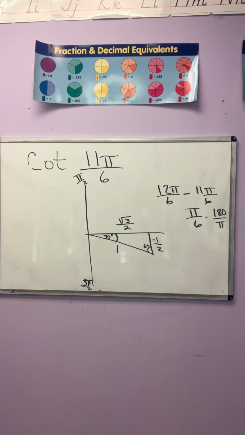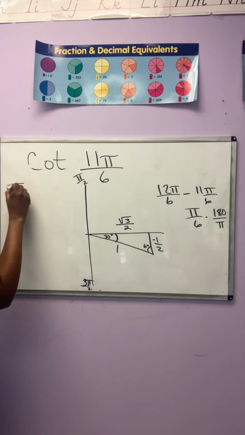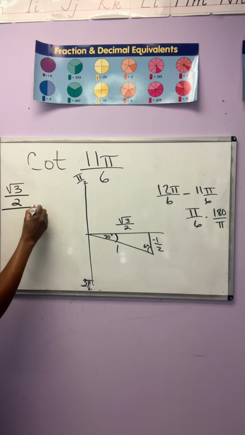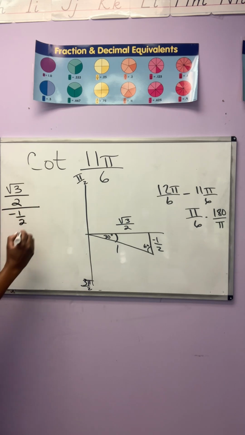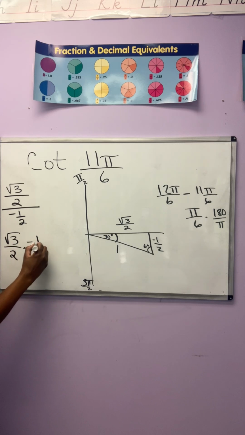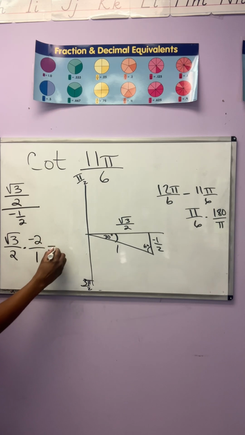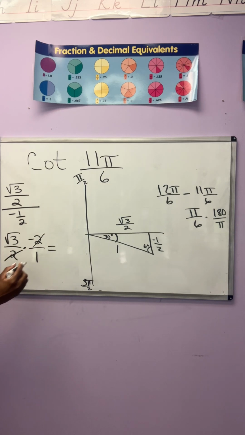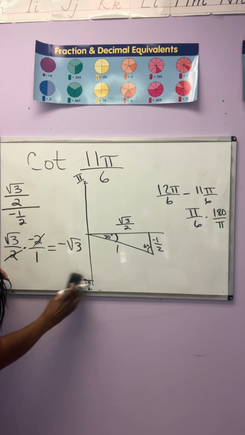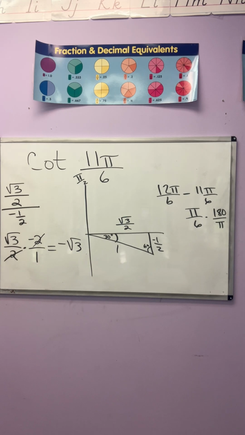But cotangent is reciprocal, so it's adjacent over opposite. So our adjacent is square root of 3 over 2. Our opposite is negative 1/2. But we are dividing fractions, so we keep, change, flip. And that's times negative 2 over 1. The 2's cancel, and we just have negative square root of 3. So that's our cotangent of 11 pi over 6.